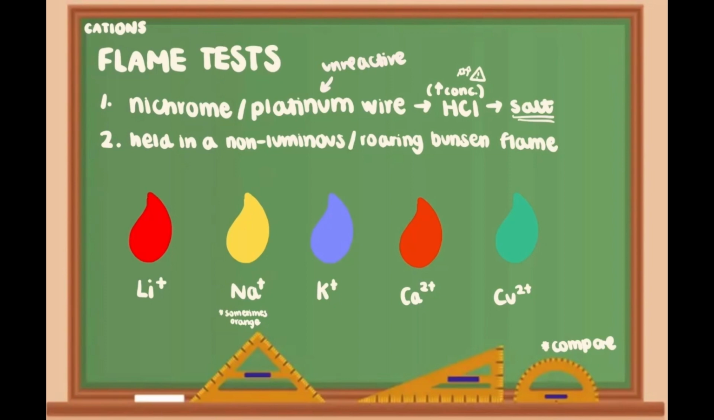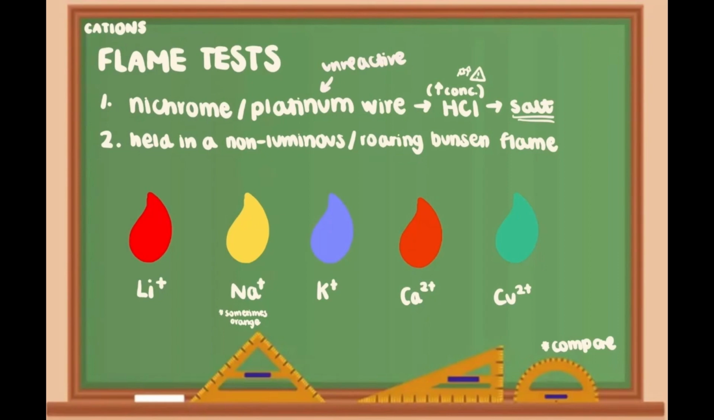And you want to remember, they're kind of particular about the names of the colors sometimes, so remember, copper is a blue-green, not just a green, and potassium is a lilac. Just some little notes, you may be asked, you may not.